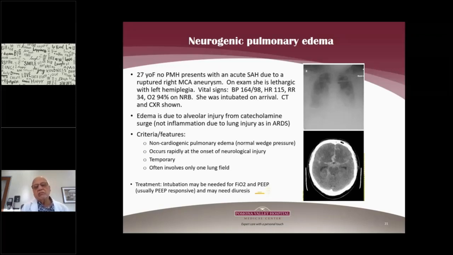Often you may see only part of the lung being affected rather than both, but commonly we see mostly bilateral involvement of both lungs. Treatment, of course, the patient needs support in the initial phase with oxygenation and PEEP, they are responsive to PEEP, positive end expiratory pressure. They may need some diuresis to resolve, it usually resolves very quickly, and the patient can come off the ventilator support.